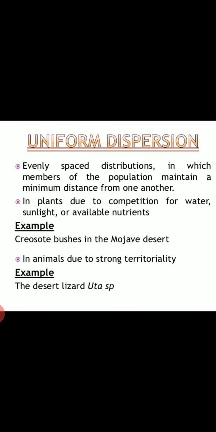Here is an evenly spaced distribution in which members of the population maintain a minimum distance from one another. In plants this is due to competition for water, sunlight or available nutrients. Example: creosote bushes in the Mojave desert. In animals it is due to strong territoriality. Example: desert lizard species.